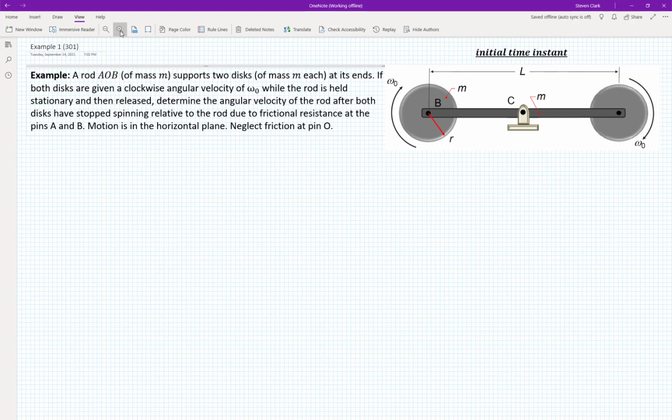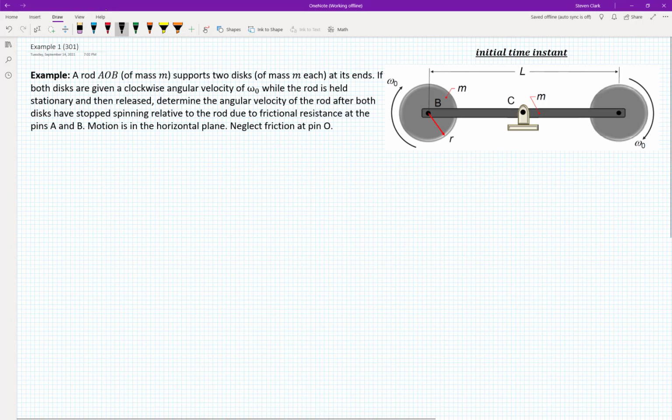Okay, so what do we have in here? We have 3 bodies. We have a bar that has mass m and length L. We also have 2 disks, and each of them has mass m and radius r. And they are located at point B and point A. I think I forgot about point A as well. A is here. Okay, and our disks have initial angular velocity, omega 0.